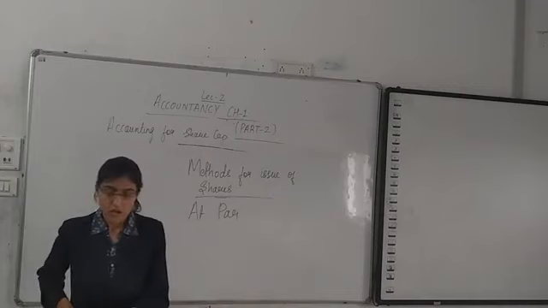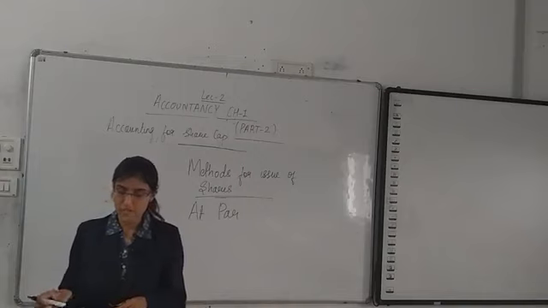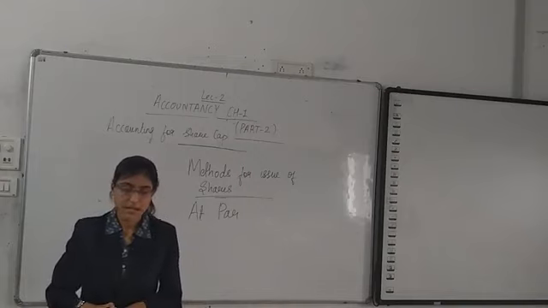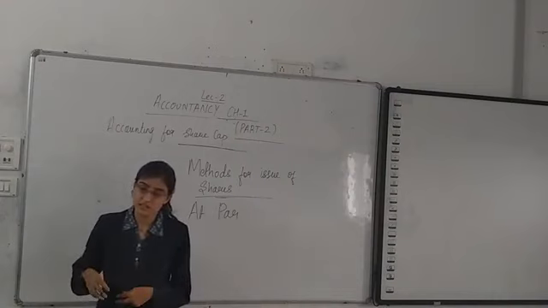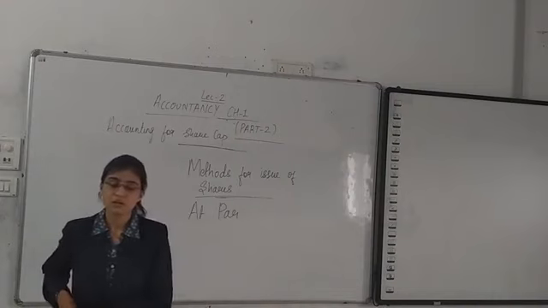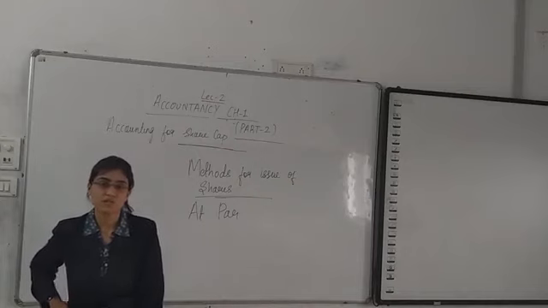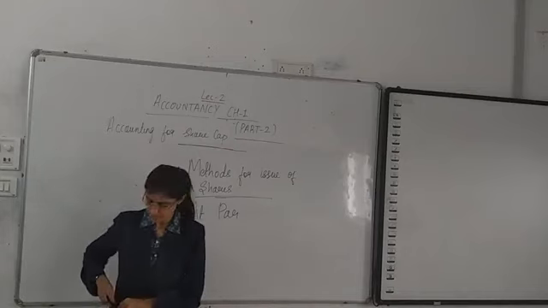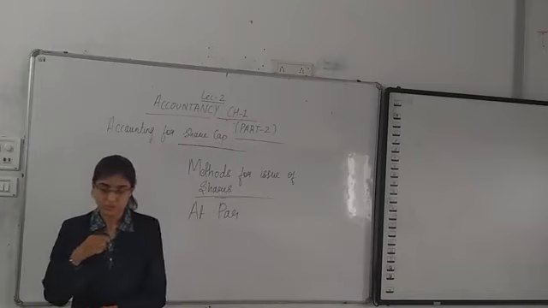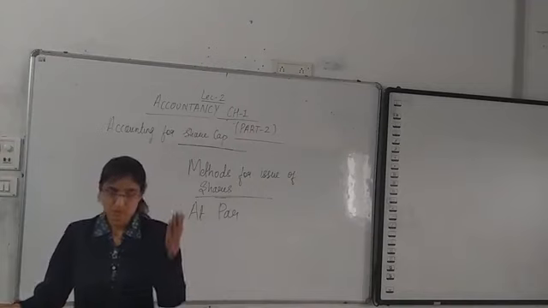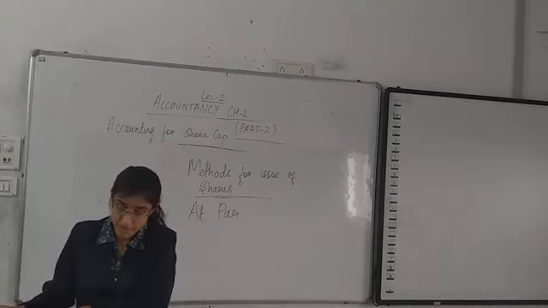Now, these methods are given on page number 8. I mean, the heading is given on page number 8, and the methods are given on page number 9, of which the very first method is issue of shares at par. Just give me a minute. So, the first method, issue of shares at par.